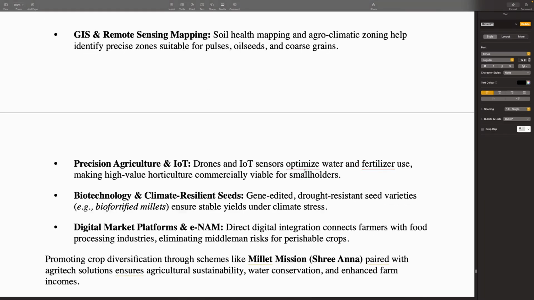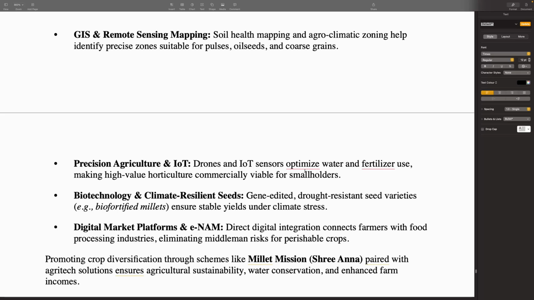GIS and remote sensing: mapping soil health and agroclimatic zones helps identify precise zones suitable for pulses, oilseeds, and coarse grains. Precision agriculture and IoT: drones and IoT sensors optimize water and fertilizer use, making high-value horticulture commercially viable for smallholders. Biotechnology and climate resilient seeds: gene-edited drought resistant seed varieties, for example biofortified millets, ensure stable yields under climate stress.